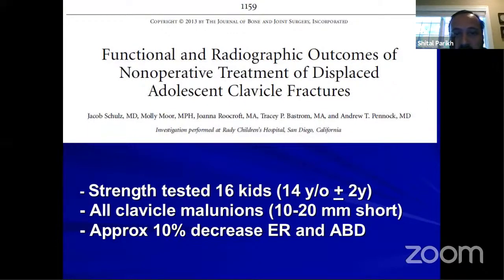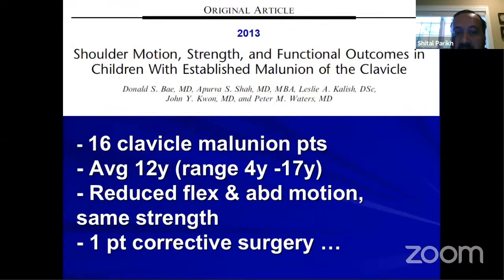Here are the functional and radiographic outcomes of non-operative treatment in adolescent patients. They strength tested 16 kids with malunion, and there was about a 10% decrease in strength in external rotation and abduction. It may not translate to clinically meaningful weakness, but there are deficits. Some patients may have more than 10%.